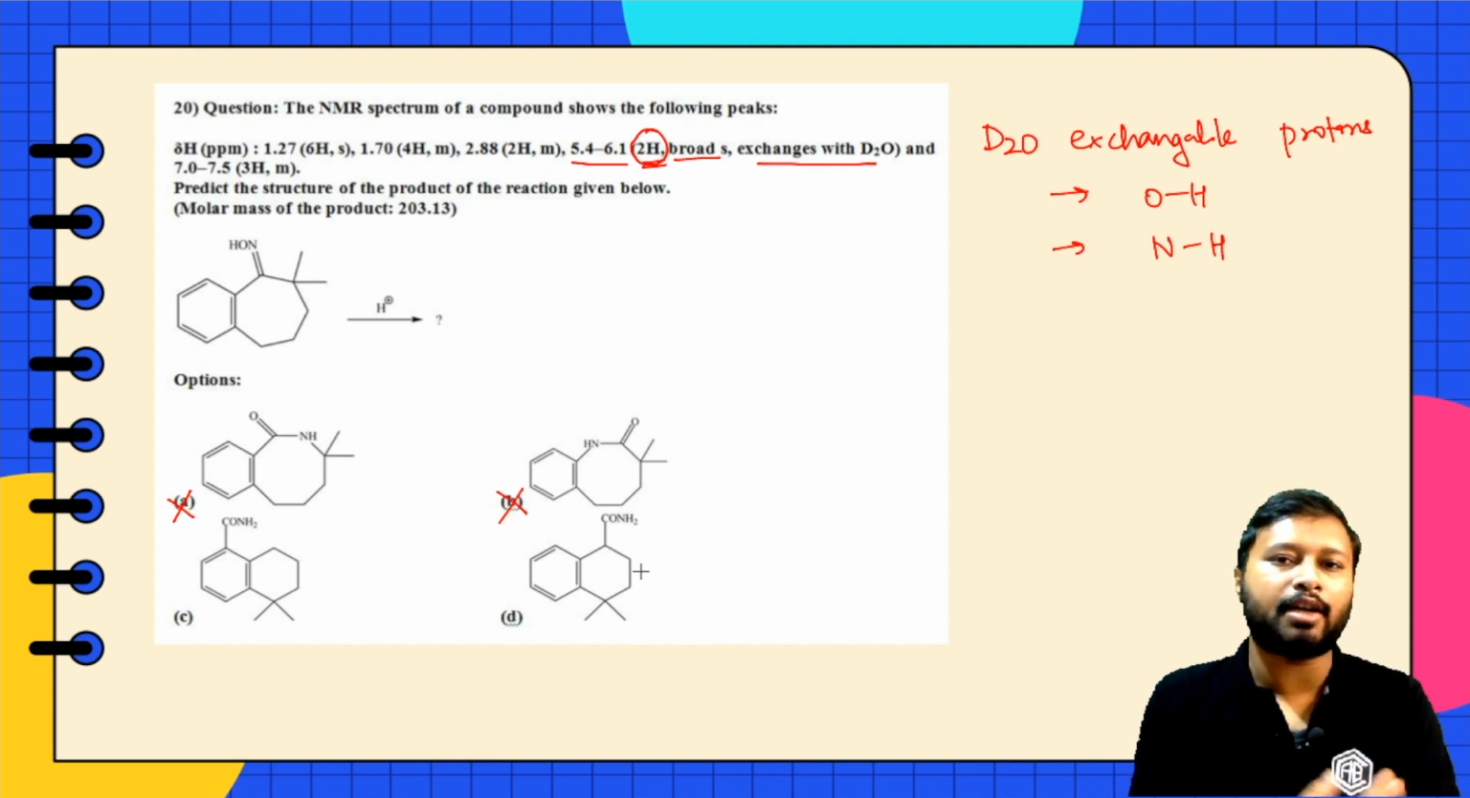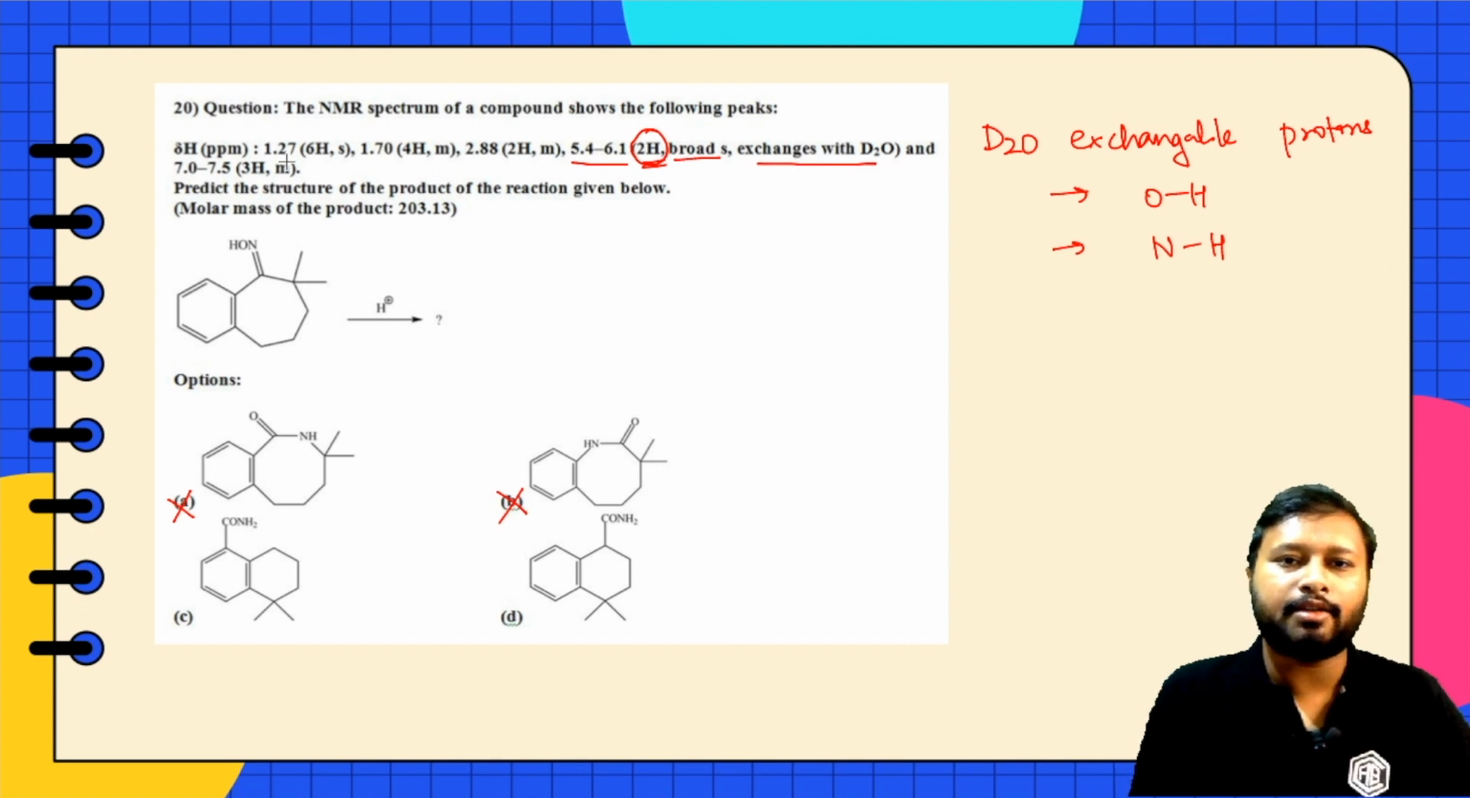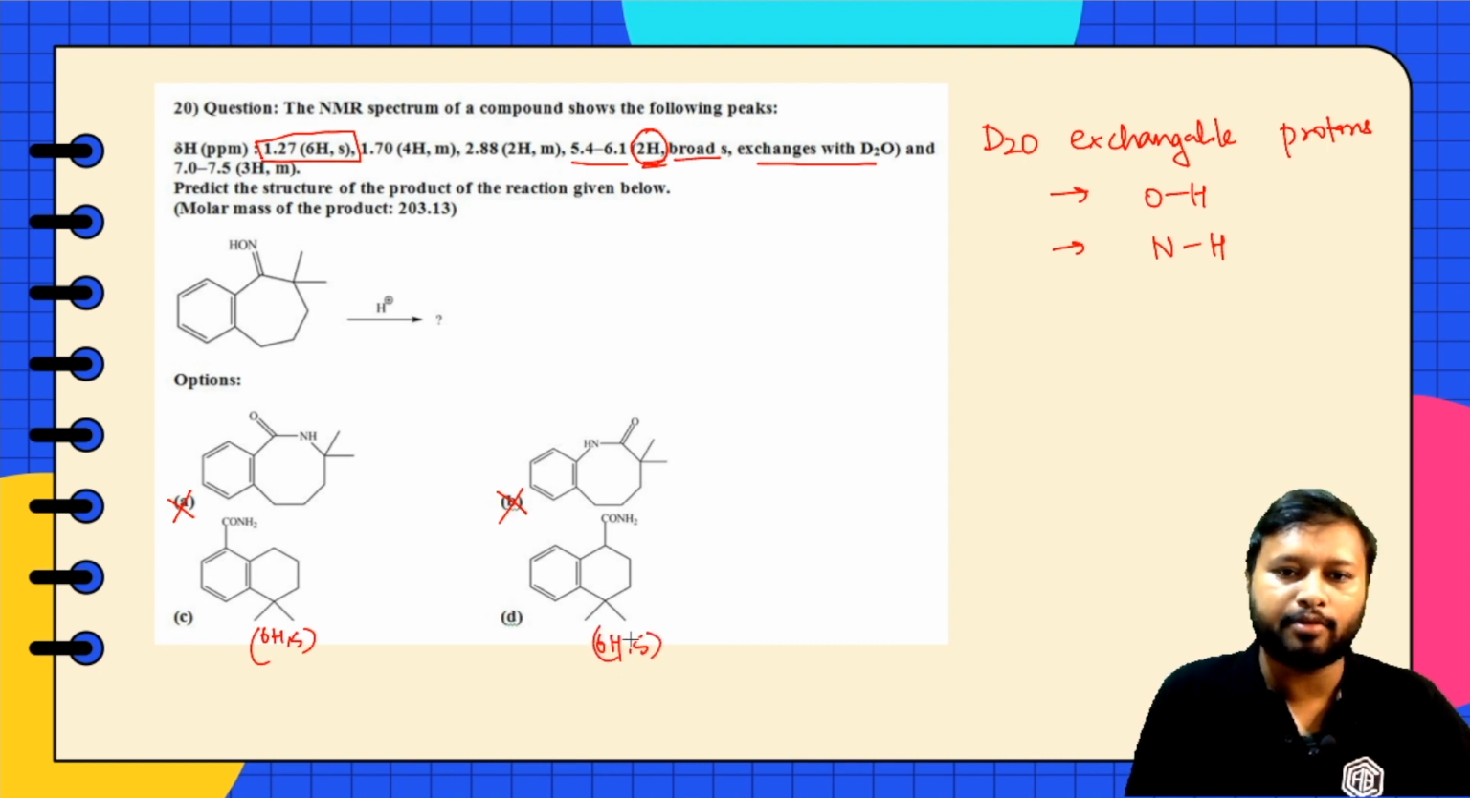Now let's look at the other spectroscopic data. This 6 hydrogen singlet is very simple and easy to see. It is because of 2 methyl groups, which are present in both options C and D. So the 6 hydrogen singlet is because of these methyl groups. Next we have 4 hydrogens giving a multiplet, let's assign it a little later, and then 2 hydrogens giving a multiplet.